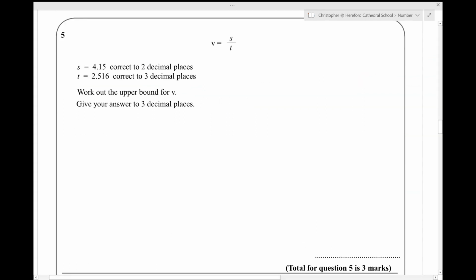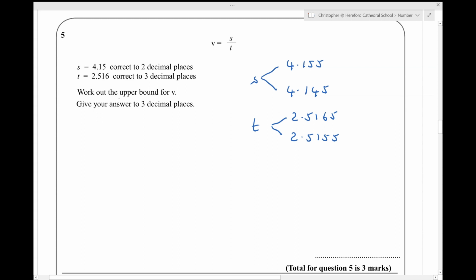Question 5. Right, I've got 2 variables here, s and t, and I've got a formula for v. And s here is given correct to 2 decimal places. So let's work out the upper and the lower bounds of s. Well, the upper bound is going to be 4.155, and the lower bound 4.145. Now, what about t? T is given correct to 3 decimal places. So the upper bound is going to be 2.5165, and the lower bound 2.5155.